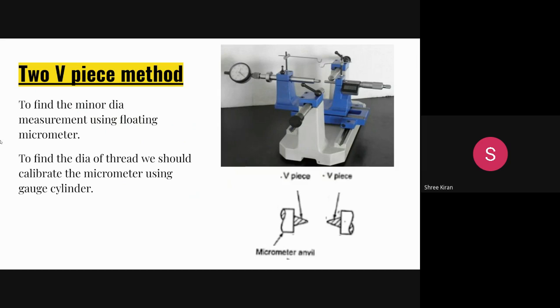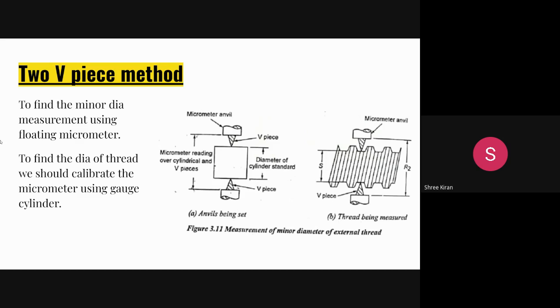Then in the case of the two-wire method, to find the minor dia, measurement using floating micrometers is used. It is always used to find the dia of the thread. Then we should calibrate the micrometer using the gauge cylinder. We should always calibrate the micrometer using the gauge cylinder. That's what happens in the case of the two-wire method. So here, to find the minor diameter, we measure using the micrometer. To find the dia, we should calibrate the micrometer using the cylinder. So this is what happens here.